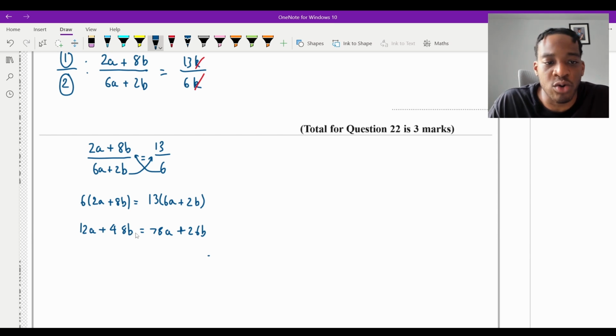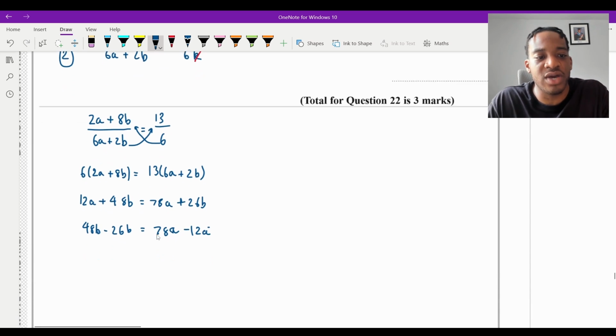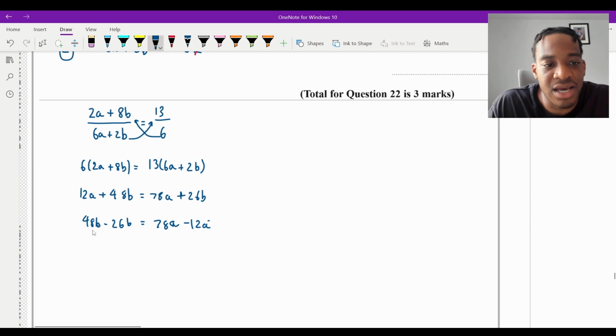Now we just need to get b on its own. So I'm going to move the b's to the left and a's to the right. So it's going to be 48b, take away that 26b, is equal to 78a, take away the 12a. And then tidying this up, 48 take away 26 is 22, so it's going to be 22b here. And then 78a take away 12a is going to be 66a.